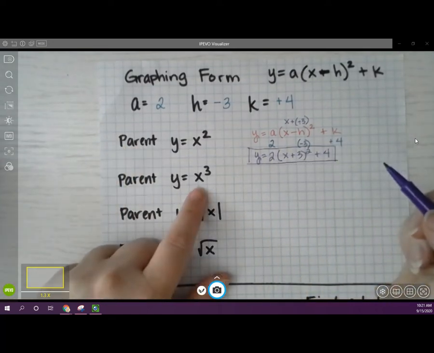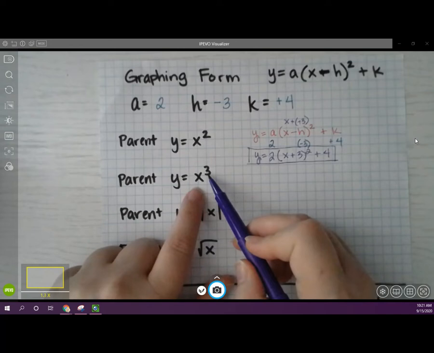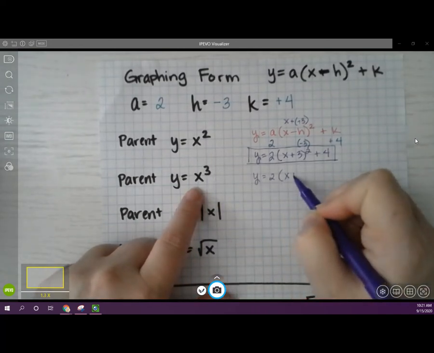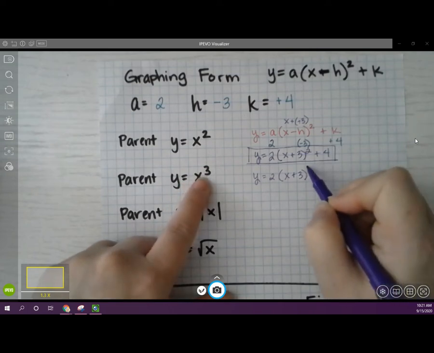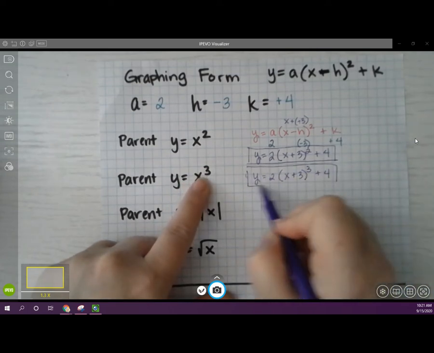Now we're going to move on to the cubed, and the only thing that will change is that this 2 in the exponent will end up being a 3 for cubic. y is equal to 2 times (x plus 3) cubed plus 4, boxing up my answer.